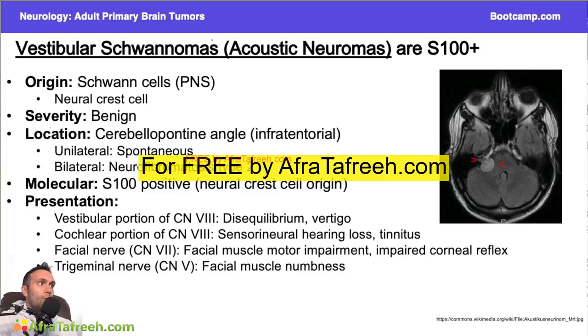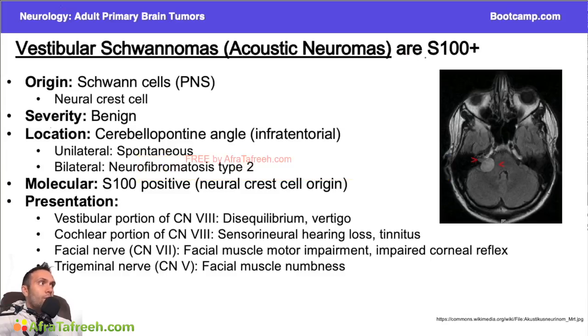Okay, so vestibular schwannomas, acoustic neuromas, they are S100 positive, mostly because they come from neural crest cells, right? Schwann cells in the peripheral nervous system. These are generally more benign tumors, classically high yield. This is very high yield. They're at the cerebellopontine angle, which makes them infratentorial most of the time.